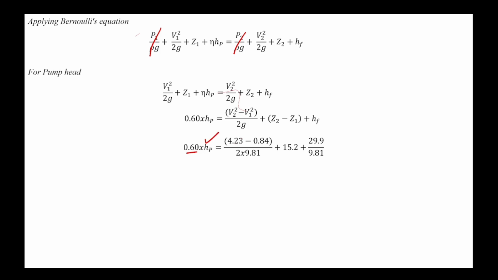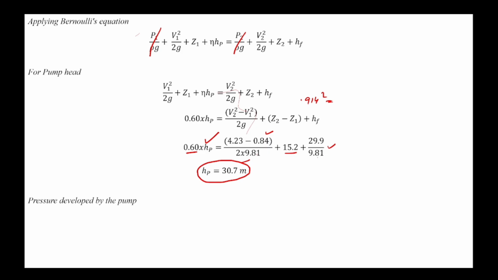4.23, automatically V2 will come, and after squaring V2 we will get 4.23, and 0.914 is the V1, squaring that we will get 0.84. Divided by 2g, 15.2 is the height given, 29.9 divided by g will be the head. So HP will come 30.7, the pump head.